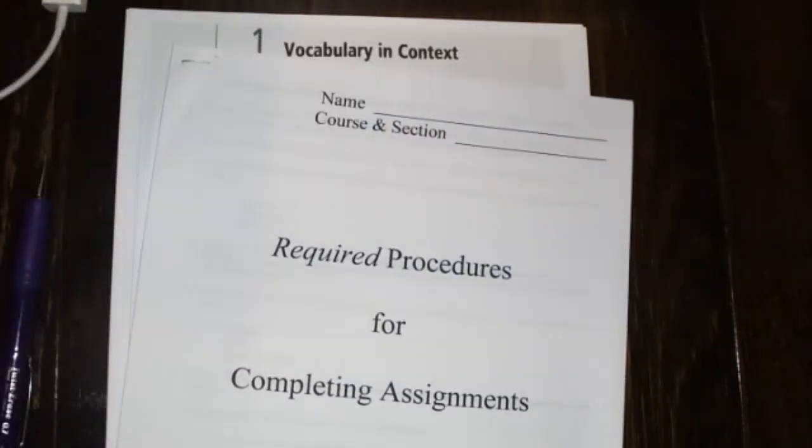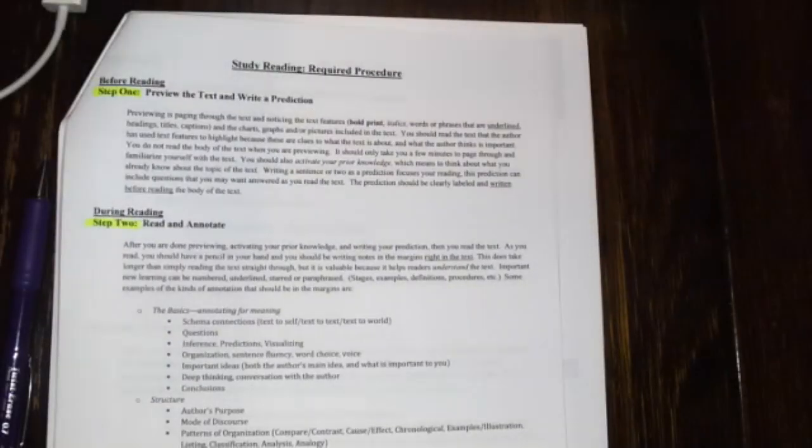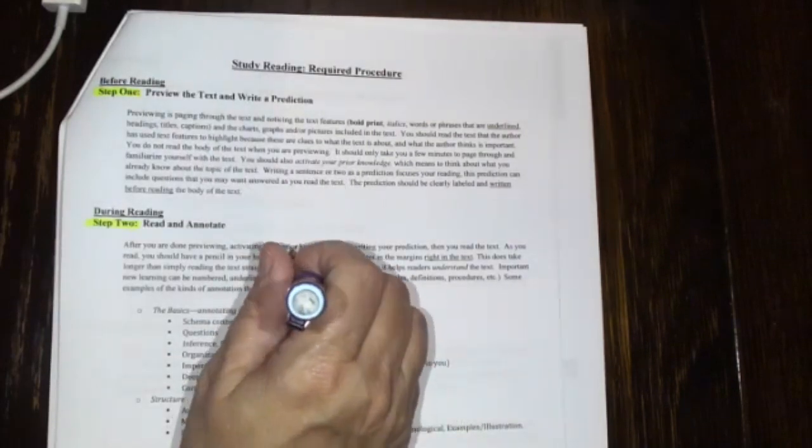The first thing I need to do is look in my procedure packet and find the procedure for doing the study read. So here we are, and yesterday I did some highlighting. You're going to hear my family in the background because they're loud. Sorry about that. Step 1 was to preview the text and write a prediction. So that's the first thing I'm going to do, because I'm going to follow my procedure.